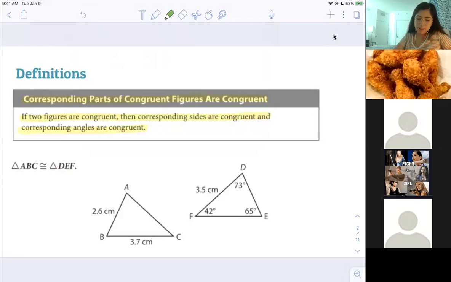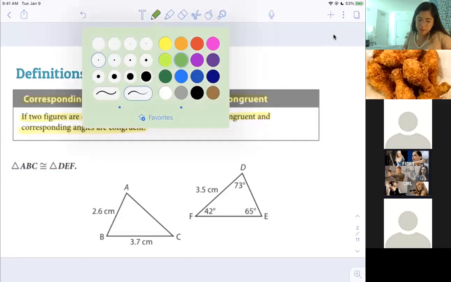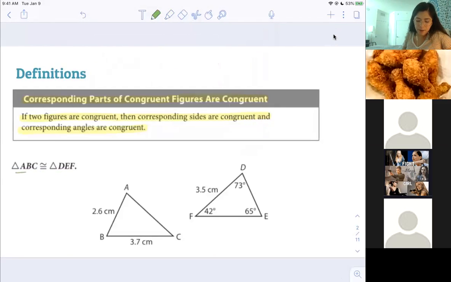When you write a congruence statement, it's written in a very specific order. So if I write ABC, I'm telling you that ABC matches perfectly with DEF in that order. That means A has to match with D, B has to match with E, and C has to match with F. C has to match with F, exactly. You always have to write it in the order that it lines up.